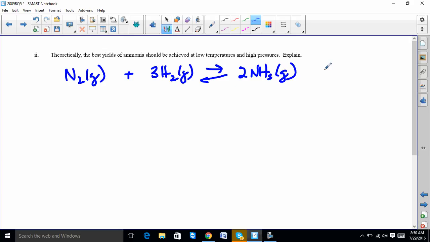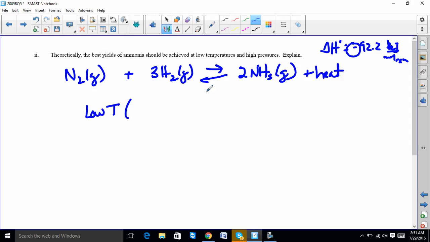So here's the deal. First of all, they told you that delta H was negative 92.2 kilojoules per mole Rxn. And so in other words, it's negative, so it's exothermic. So heat is a product. You're producing heat. And so what happens is if you have low temperature, that means if you take this equation and you cool it, this is Le Chatelier's principle.